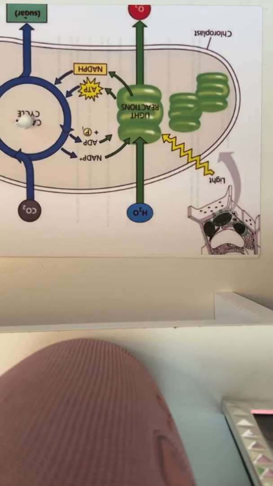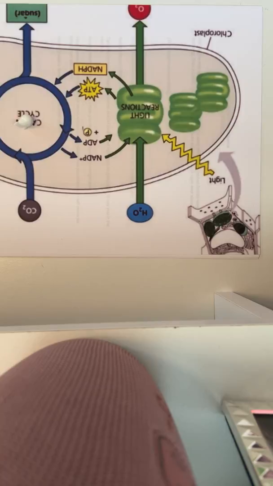Calvin cycle. The Calvin cycle occurs in the stroma of a chloroplast. The stroma is the colorless fluid surrounding the grana in the chloroplast. The reactants of the Calvin cycle are NADPH and ATP. NADPH along with ATP are used to reduce CO2.